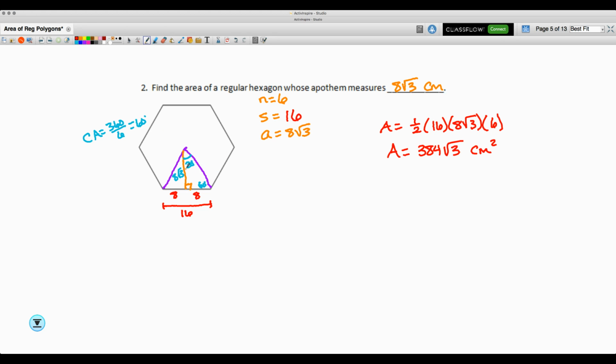So we found the area of this little triangle with the 1/2 and the side and the apothem, because that's the base and the height of that little triangle. And then by multiplying it by n, that accounts for all 6 of the triangles that would be in there if we drew them all in.